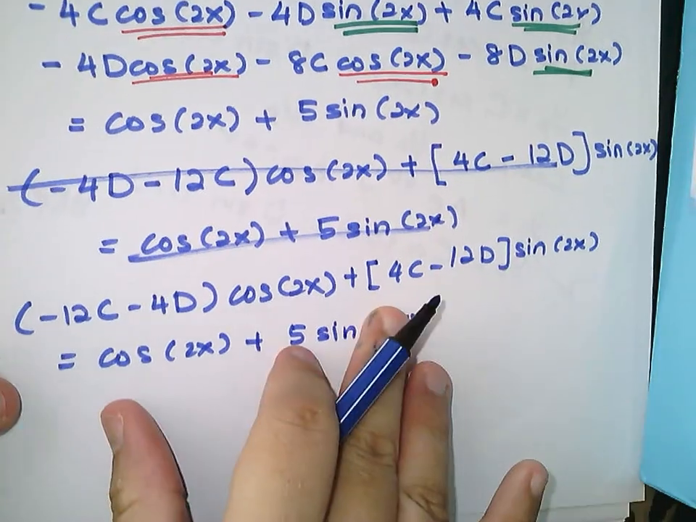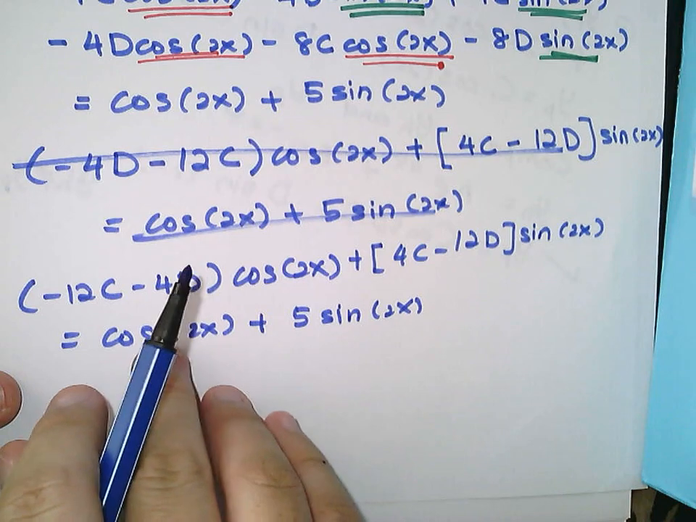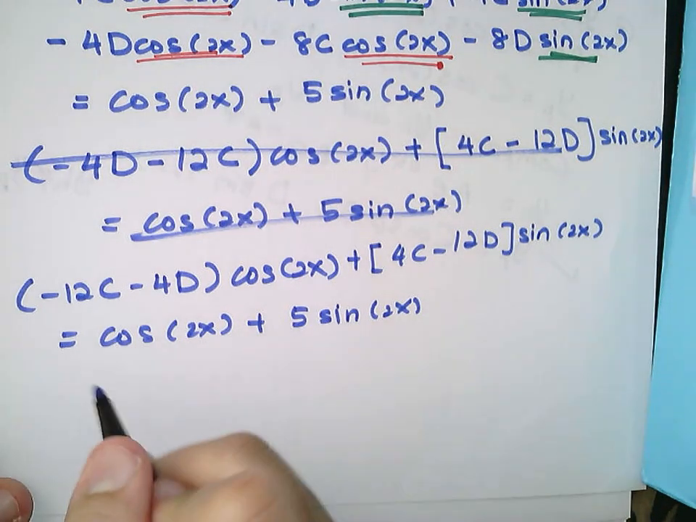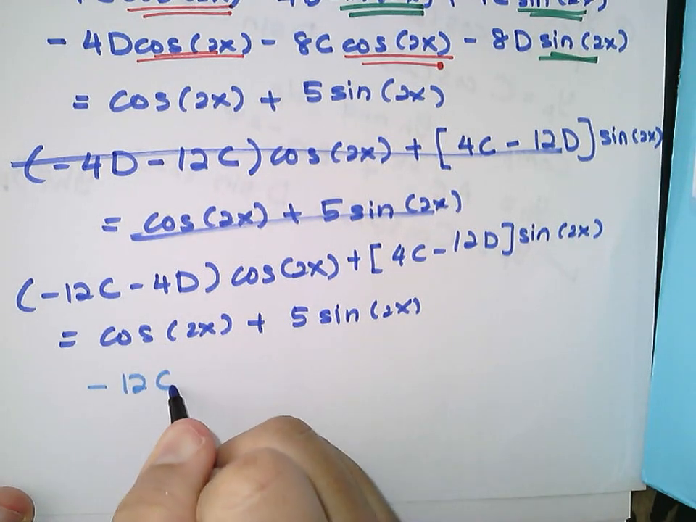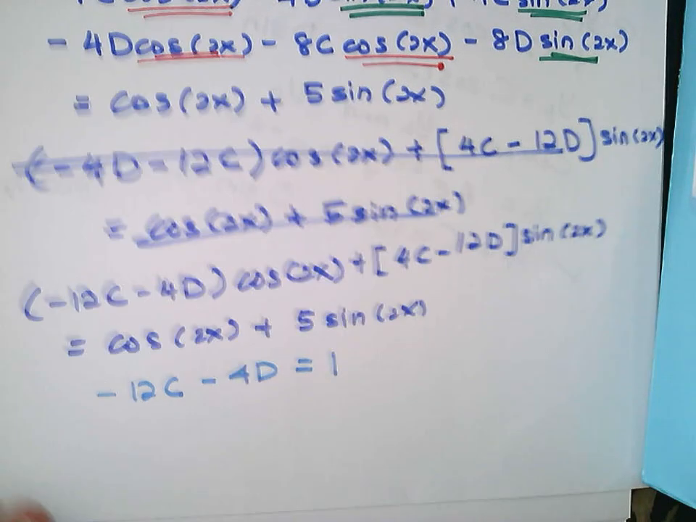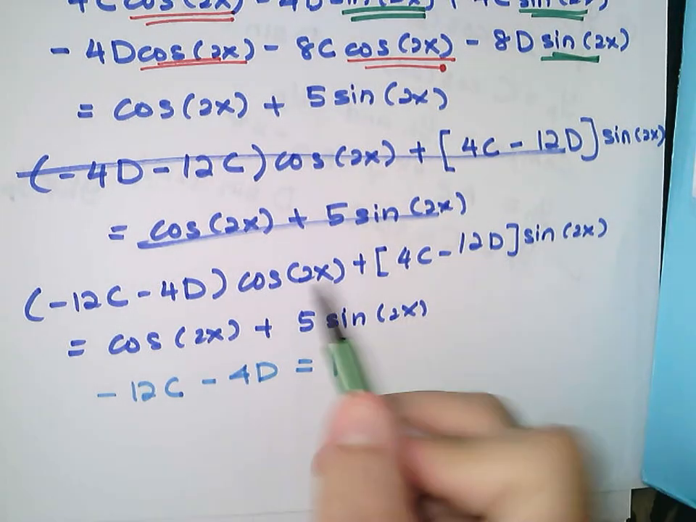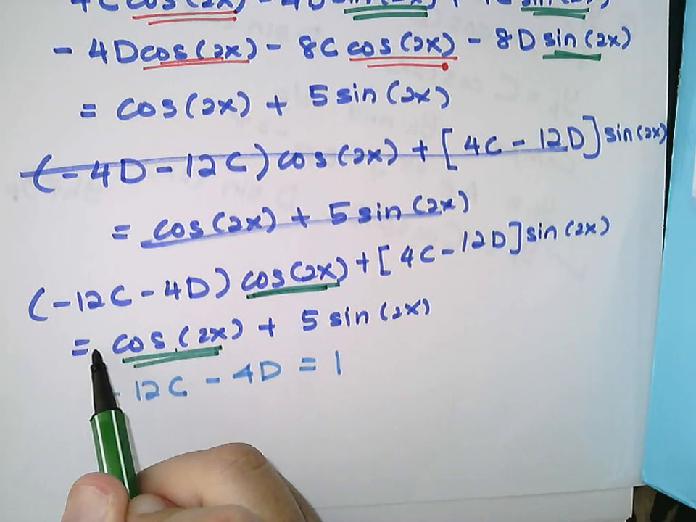Okay, so compare left hand side with the right hand side. So the coefficient of cos 2x, on your left hand side you have negative 12c minus 4d, which is equals to 1. Why 1? Because this one. This is cos 2x, this is cos 2x. So the coefficient of cos is 1.